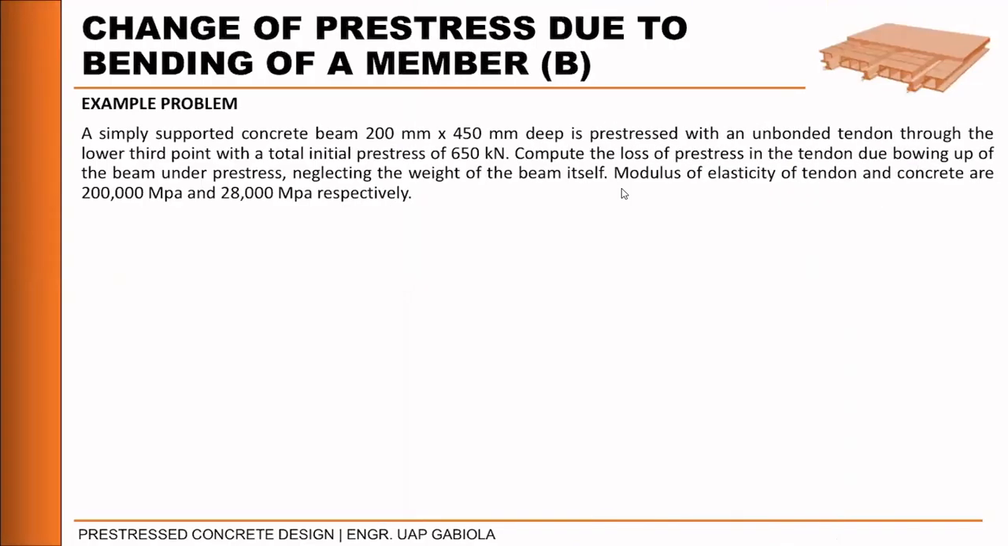A simply supported concrete beam, 200 mm by 450 mm deep, is pre-stressed with an unbonded tendon at the lower third point with a total initial pre-stress of 650 kN. Compute the loss of pre-stress in the tendon due to bowing up of the beam under pre-stress, neglecting the weight of the beam itself. If the modulus of elasticity of the tendon and concrete are 200 MPa and 28,000 MPa respectively. Okay? So we have a concrete beam.